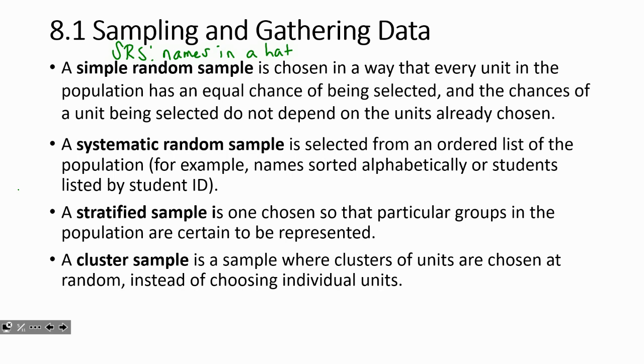Another way to do this is to number everyone in the population and use a random number generator to figure out which student, or person, or unit you're going to. So an SRS, the easiest way to think about that is names in a hat.